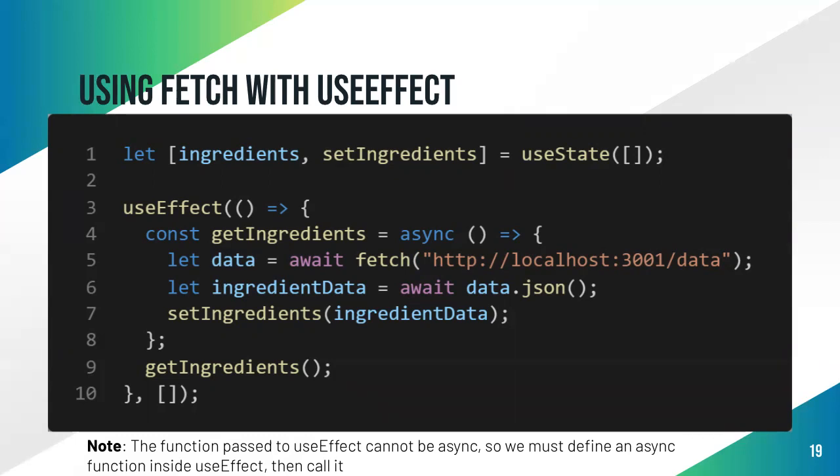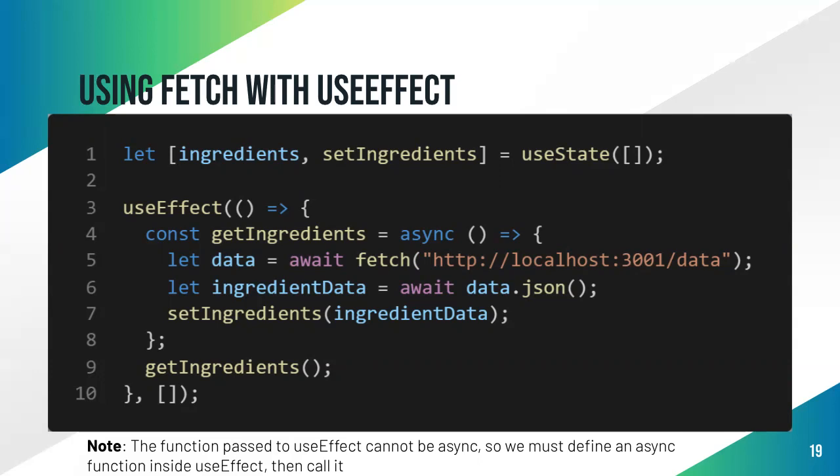And then on line 7 is where we're actually using the use state hook to set the data returned from our database and put that in the variable called ingredients. And again, this is just going to be run that one time whenever the page is rendered because of the empty square brackets at the bottom.